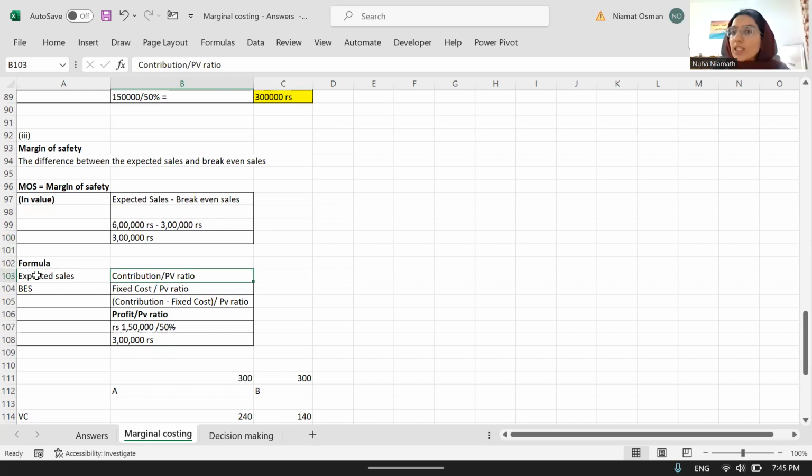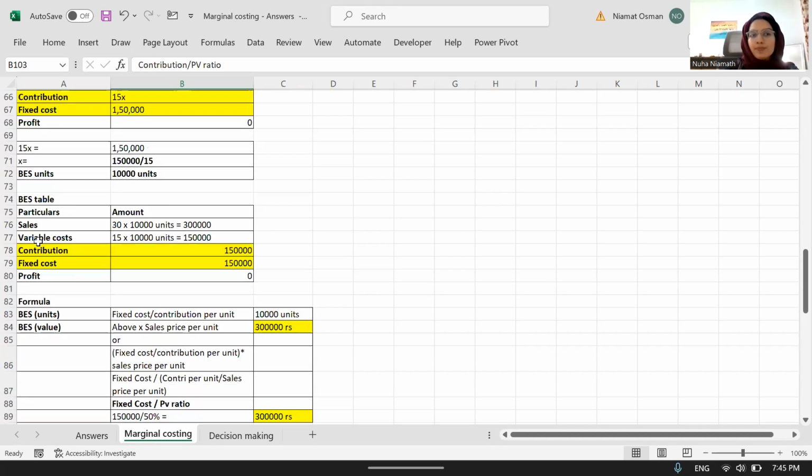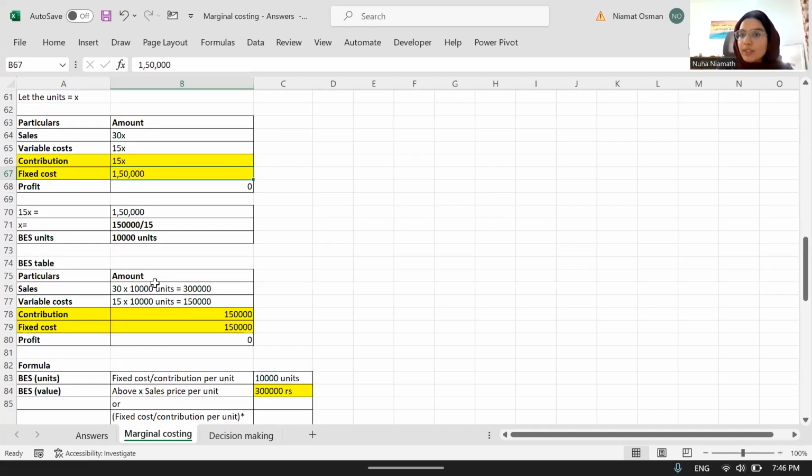Break-even sales is equal to profit by PV ratio. No, no, Sophia. You will not consider profit for break-even sales. It is the fixed cost. If I go back to the formula table, I need to make sure contribution is equal to fixed cost. So your break-even sales will always be fixed cost divided by that PV ratio. Is it okay? Clear?